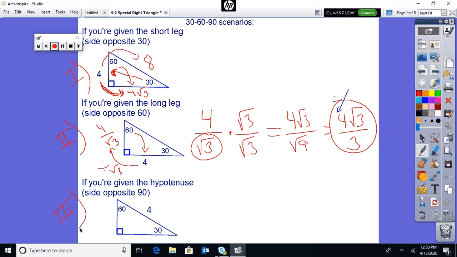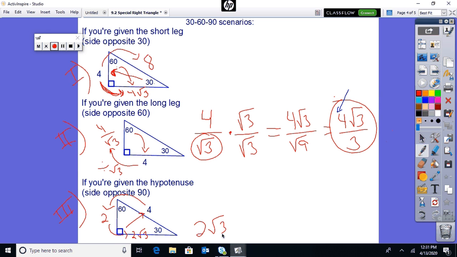In the third scenario, super quick, just like the first one. I'm given the hypotenuse, the side opposite the 90. Well, I know I can go to the short leg real quick, cut it in half. Boom, that's 2. And then how do I go from the 30 side to the 60 side? You just stick that in front of the square root of 3. So that's 2 roots of 3 in case you can't see it. Boom, done.